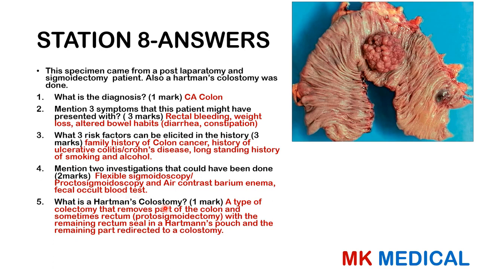So remember, Hartmann's colostomy is a type of surgical procedure where we perform a colectomy and remove part of the colon. Sometimes we even remove part of the rectum, where you do a proctosigmoidectomy, with the remaining rectum being sewn closed in a pouch, which is known as Hartmann's pouch, and then the remaining part of the colon is redirected outside the body, and you form a stoma.